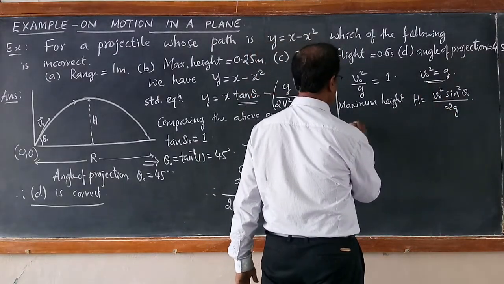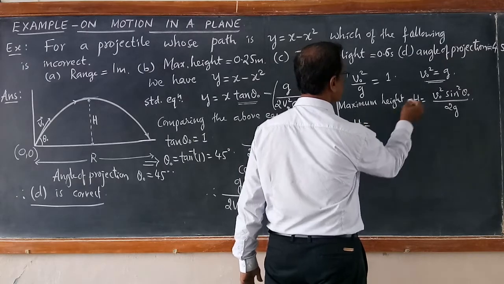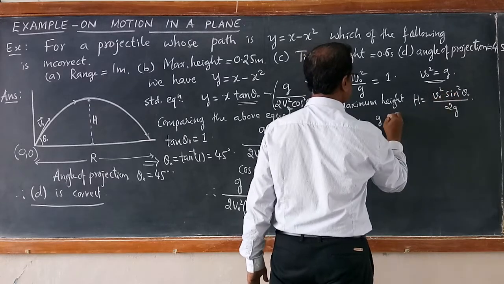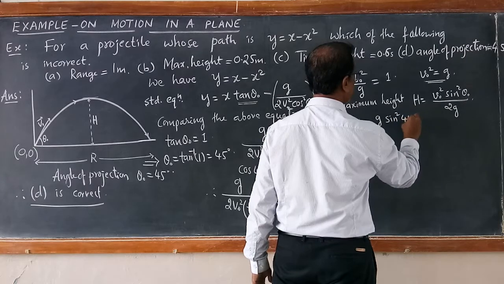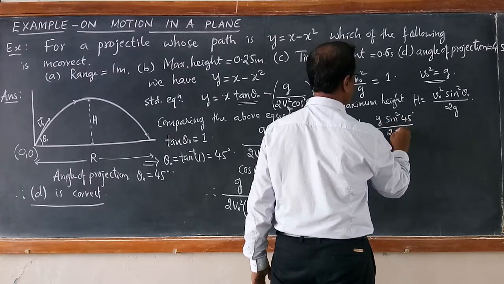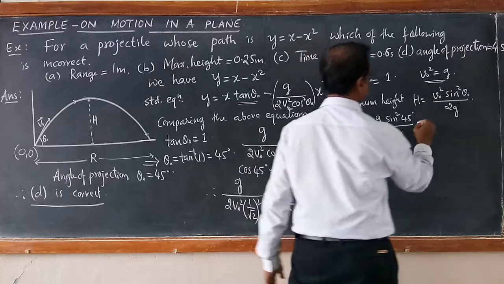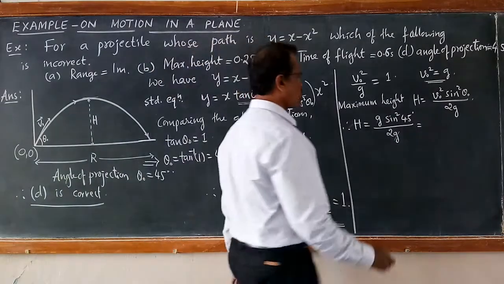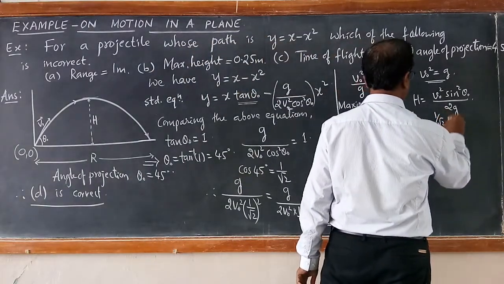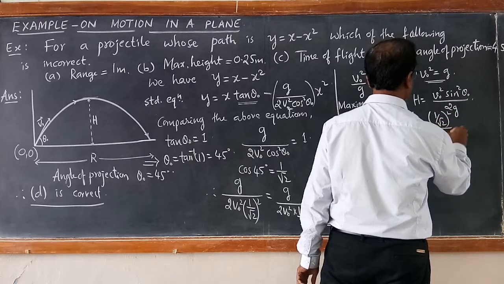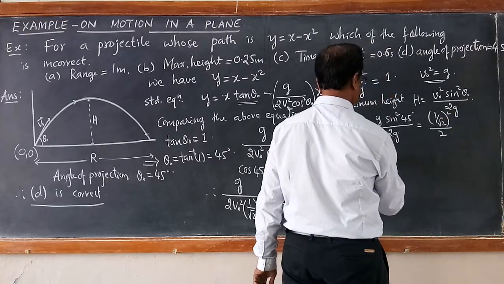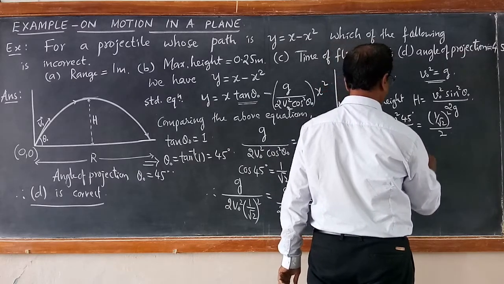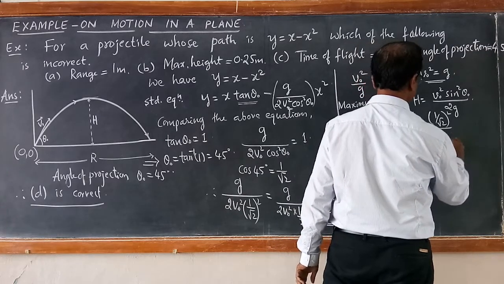So therefore, after substitution, h becomes V naught square, you can substitute g into sin square 45 divided by 2g. So g cancels. So sin square 45. Again sin 45 is same as cos 45, that is 1 by root 2, whole square divided by 2. So that implies h is equal to 1 by 2 into 2. So it becomes 1 by 4, which is equal to 0.25 meter.